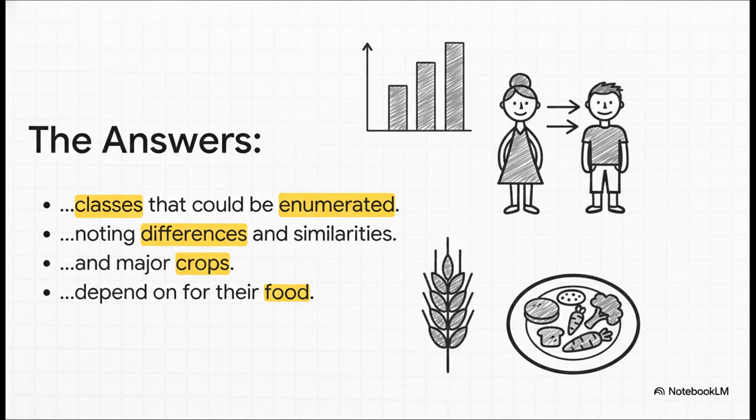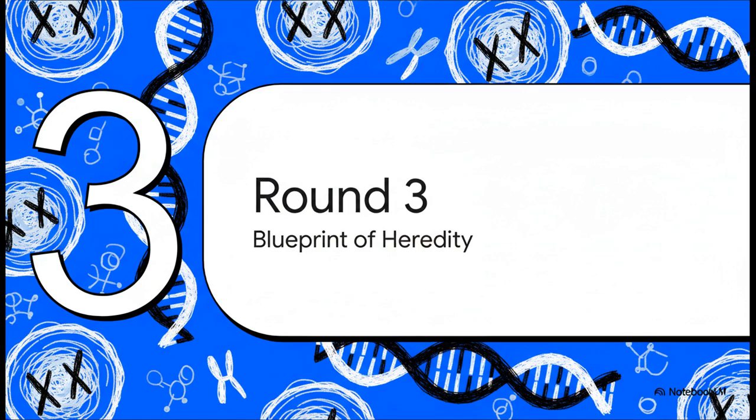All right, answers are in. They are classes that could be enumerated, noting differences, major crops, and of course, for their food. And that word enumerated in the first answer, that's the key. It just means he counted everything. He brought math into biology, and boom, the field of genetics was born. We are halfway there. Let's get into round three.